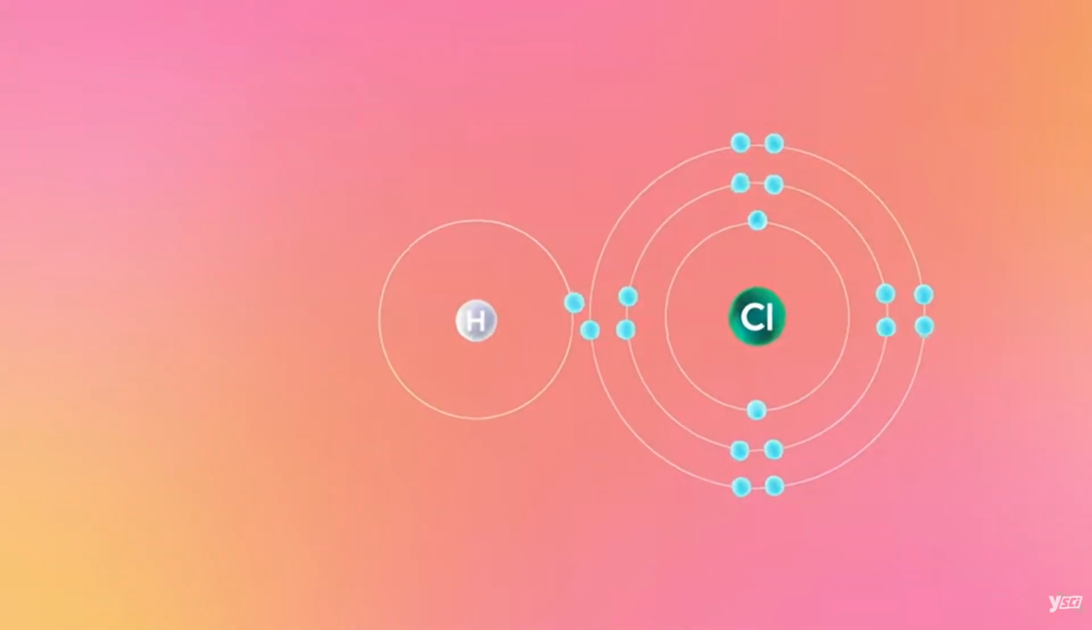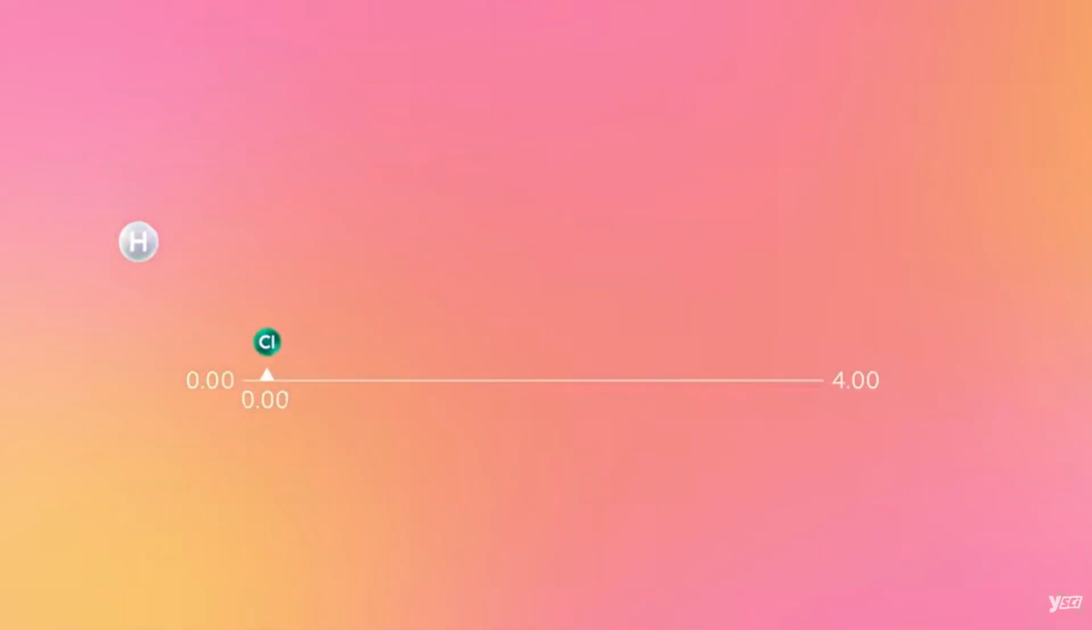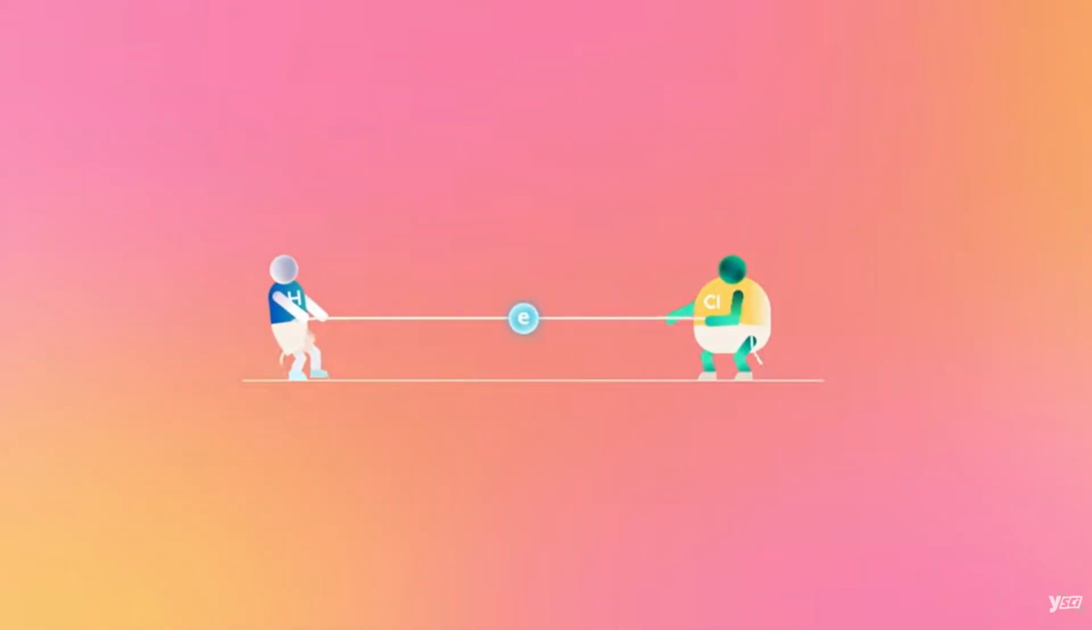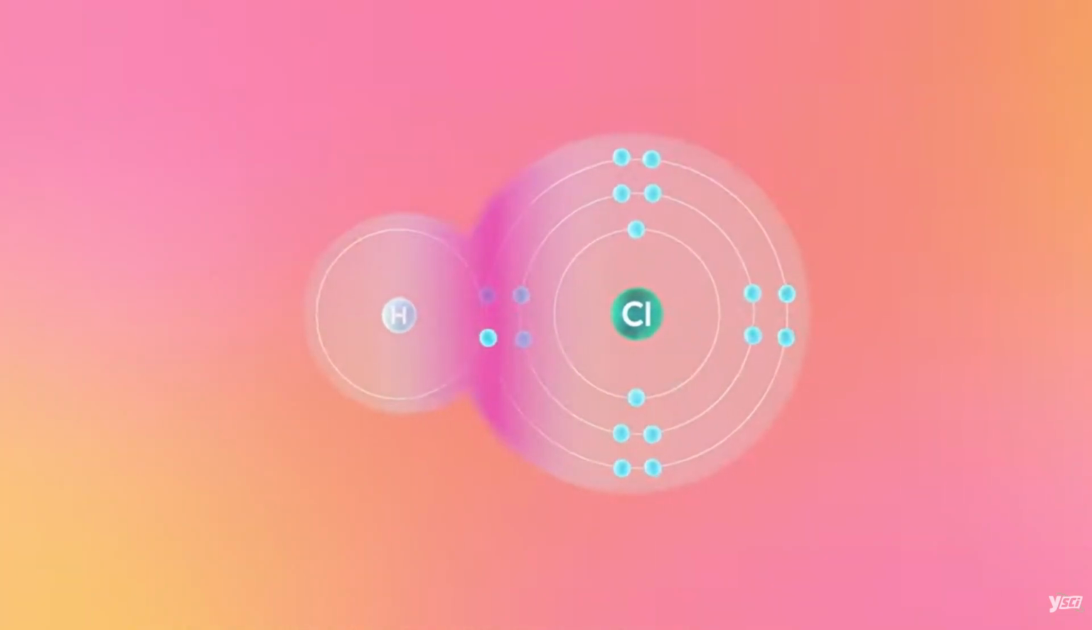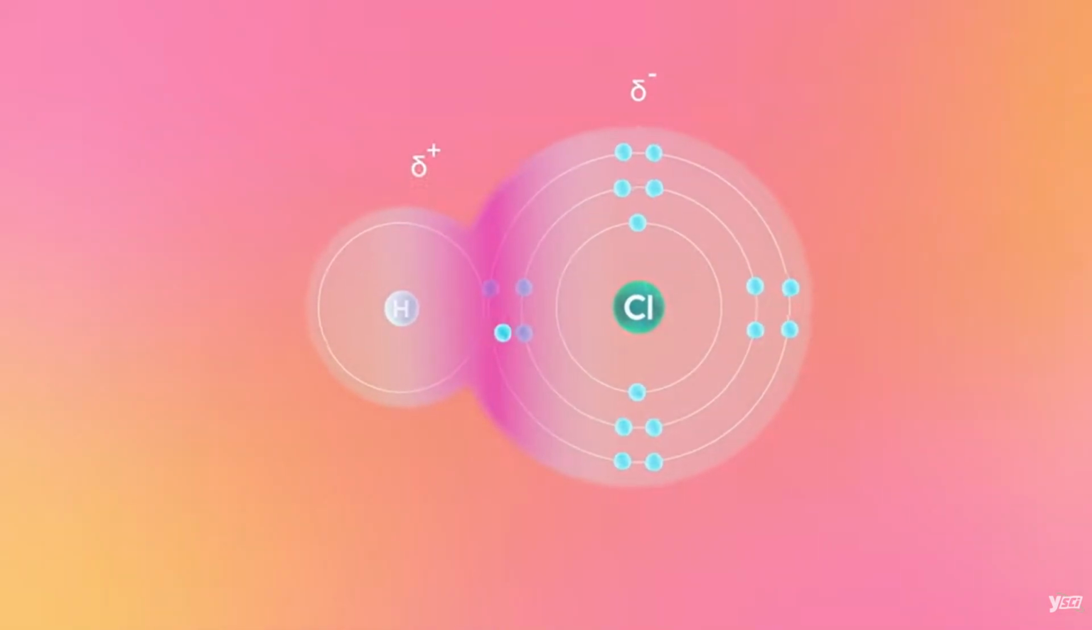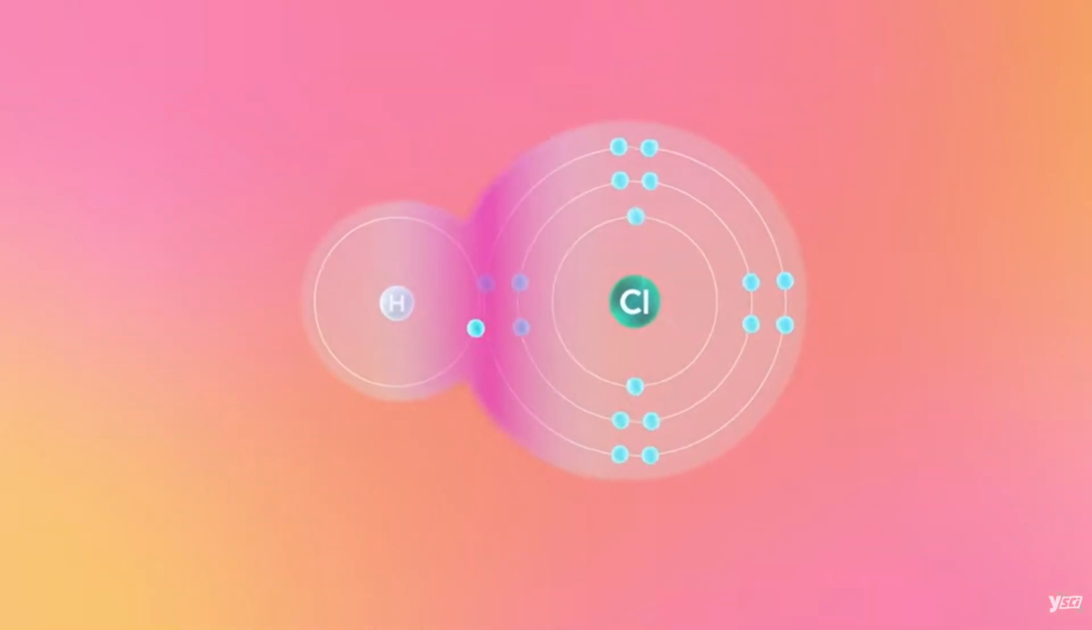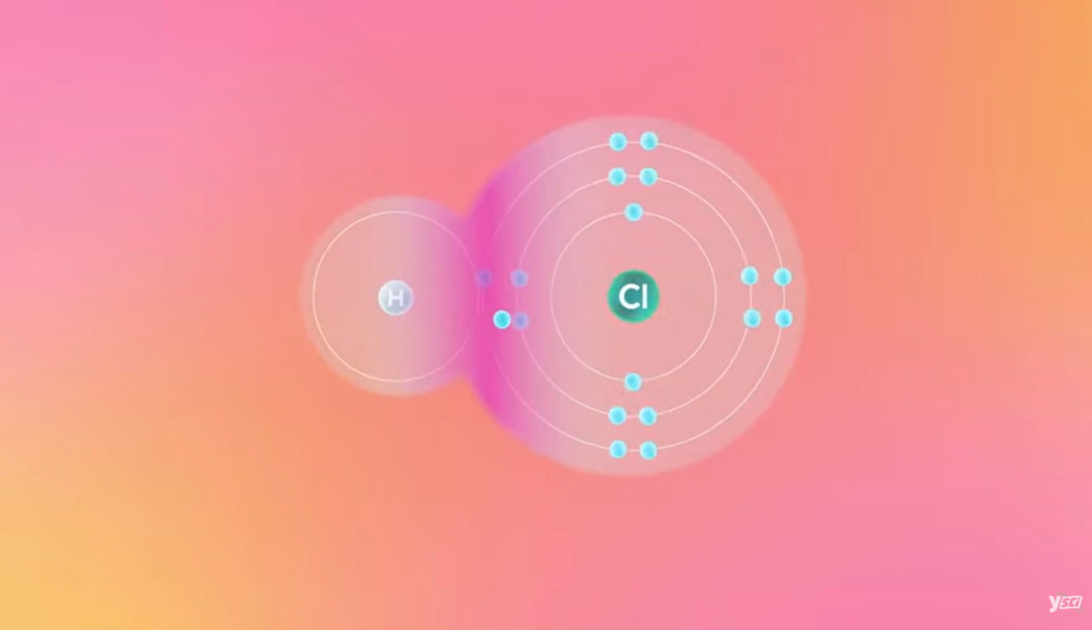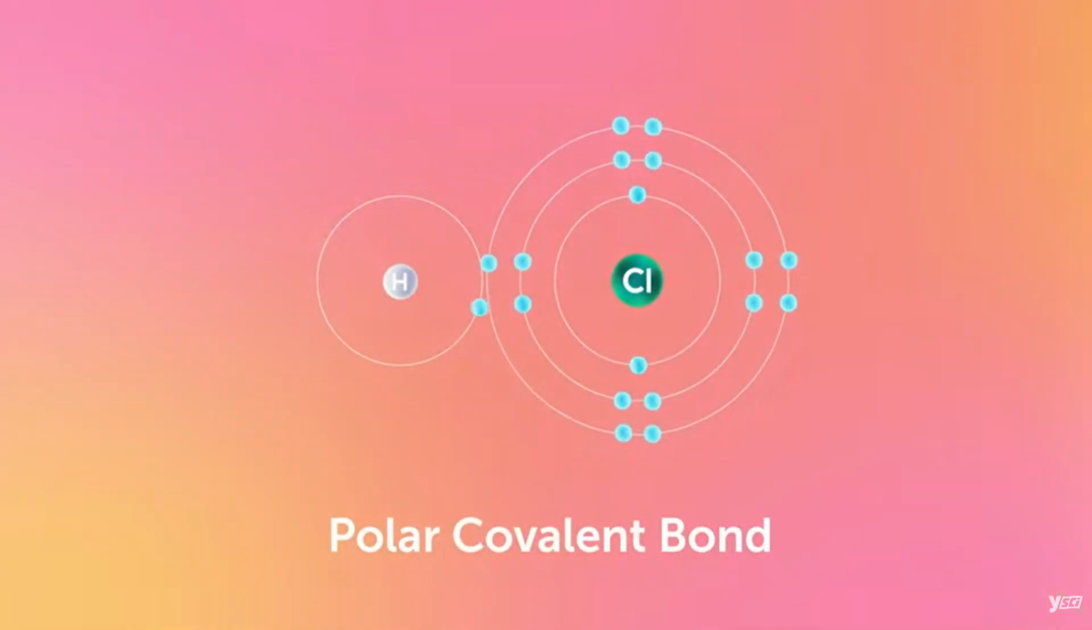In an HCl molecule, chlorine has the higher electronegativity value, making it the stronger opponent. Chlorine isn't quite strong enough to completely pull the electron over to its side, but the electron pair spends more of its time on chlorine's side. This uneven sharing of the electron pair causes chlorine to carry a partial negative charge and hydrogen to carry a partial positive charge. When the electrons are shared unequally, it's called a polar covalent bond.